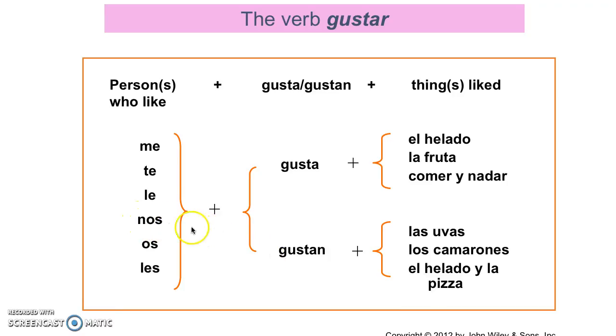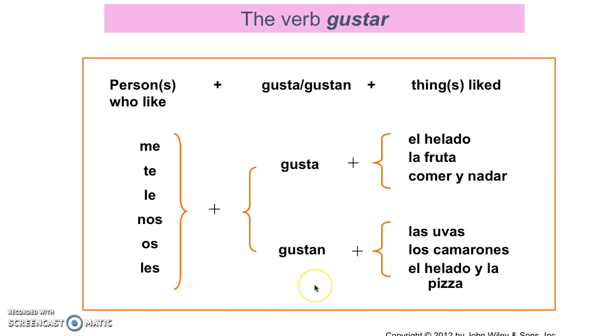Nos gustan las uvas. We like grapes, or grapes are pleasing to us. Te gustan los camarones. You like shrimp. Shrimp are pleasing to you. Me gustan el helado y la pizza. So I like ice cream and pizza, or literally ice cream and pizza are pleasing to me.